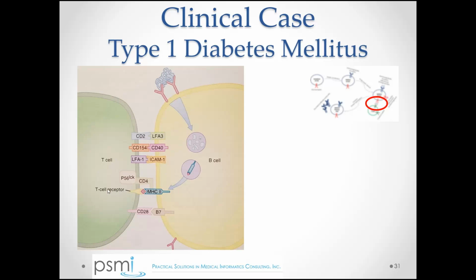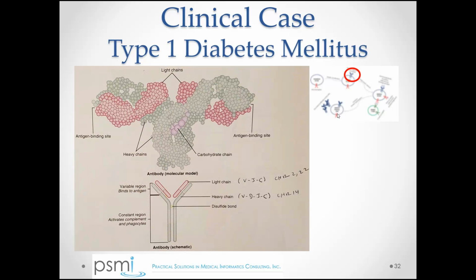The T cell, in this case a helper T cell, has a T cell receptor, and that T cell receptor can recognize the foreign peptide when it's presented in the context of an HLA class II molecule. That then stimulates the mature B cell through a process of activation or somatic hypermutation to form into a plasma cell.